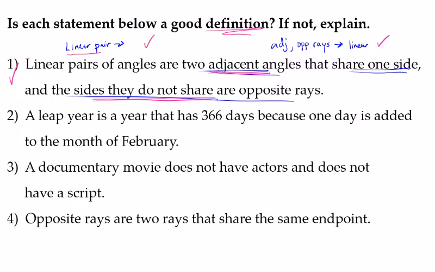A leap year is a year that has 366 days because one day is added to the month of February. Okay, so if it's a leap year, then it has 366 days, right? So if a year has 366 days, is it a leap year? Yes. And, yeah, or if a day is added to the month of February, then it's a leap year. So I would say, yeah, that works both ways, right?